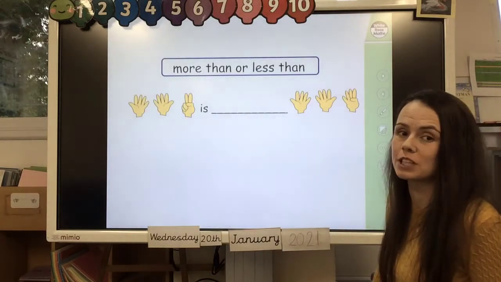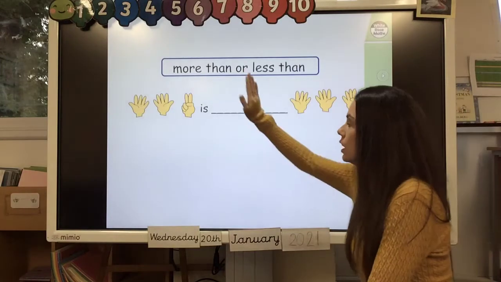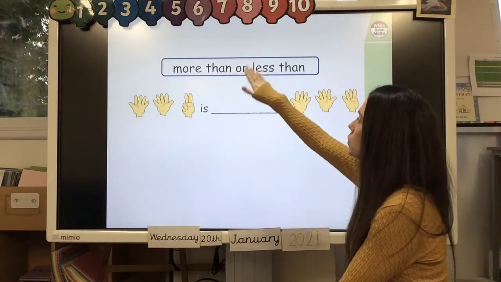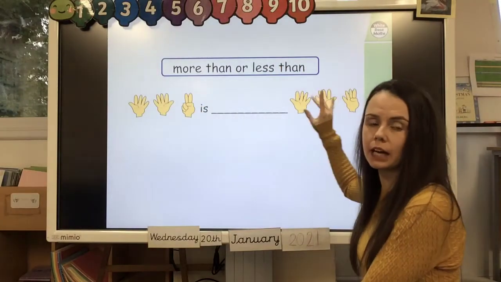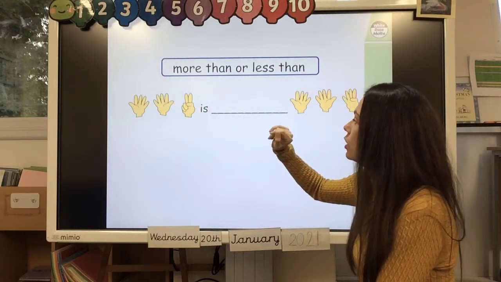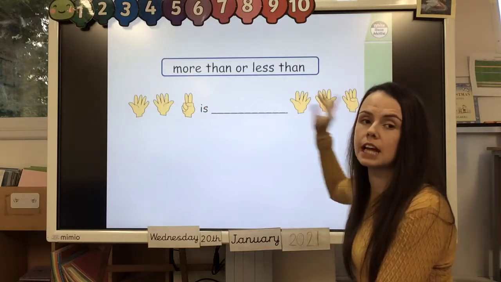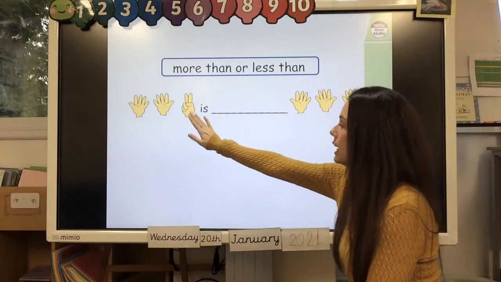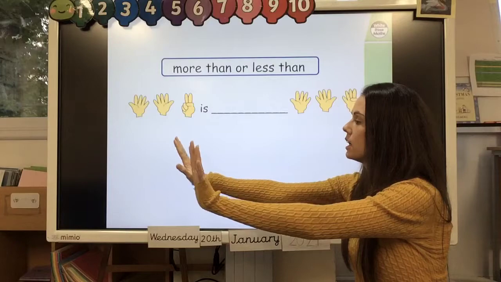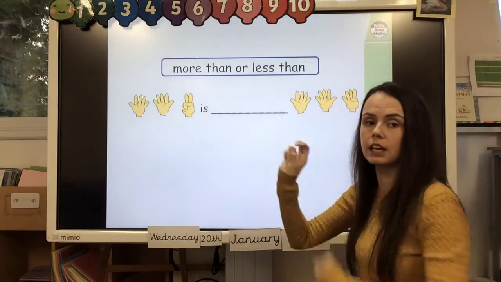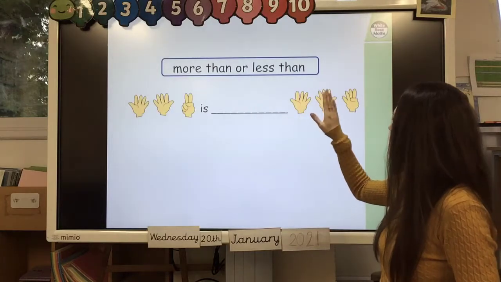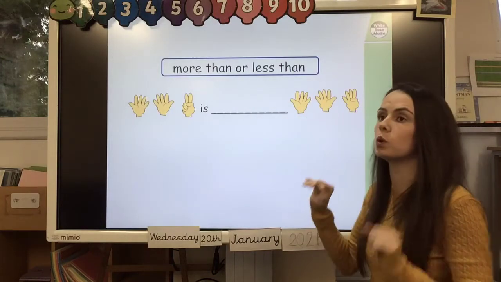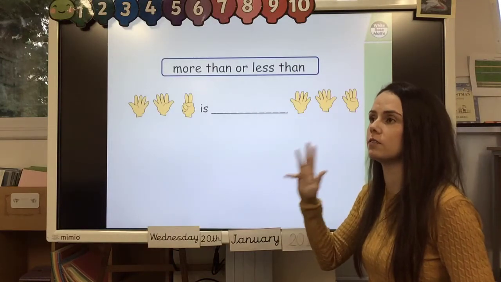Let's have a look at these questions. So, more than or less than? Now we've got to count these fingers and count these fingers and decide whether or not this is more or less than these ones. So let's count here. How many have we got? We've got 10 and a 2. 10, 11, 12. So 12, is it more or less than 10 and a 4? 10, 11, 12, 13, 14.